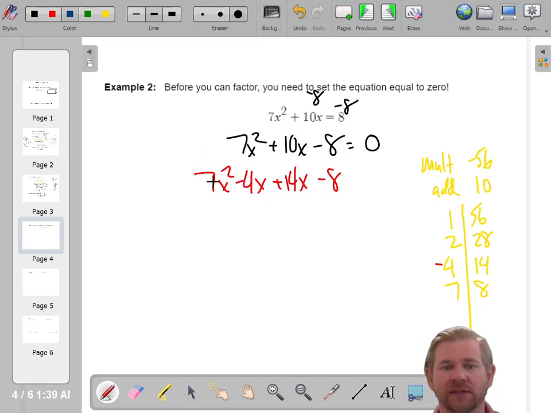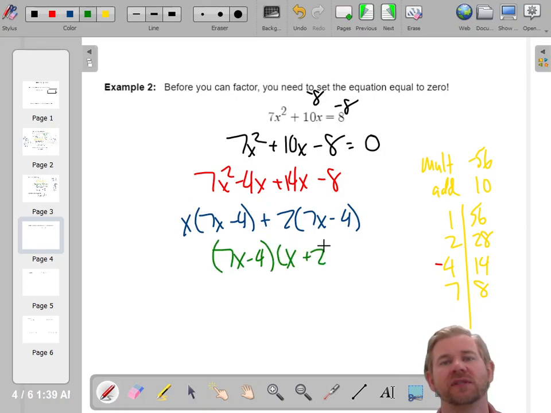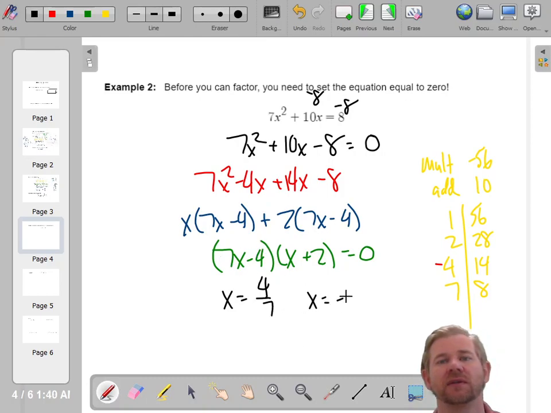The first two terms, they only have an x in common. x times 7x minus 4. Bring down your plus sign. Those are both even. 2 times 7x minus 4. Hey, 7x minus 4 is one of my factors. x plus 2 is the other. And I want to know where these equal 0. So I will add 4 and divide by 7 if you were to solve that. Or this one, subtract 2, you get negative 2. So those are my solutions to the equation.